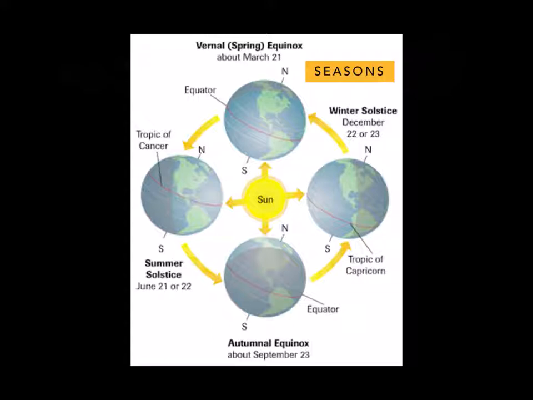You might want to pause here and study this diagram, determine what time of year the equinoxes occur and the summer and winter solstice, determine how the tilt of the Earth determines the changing seasons.